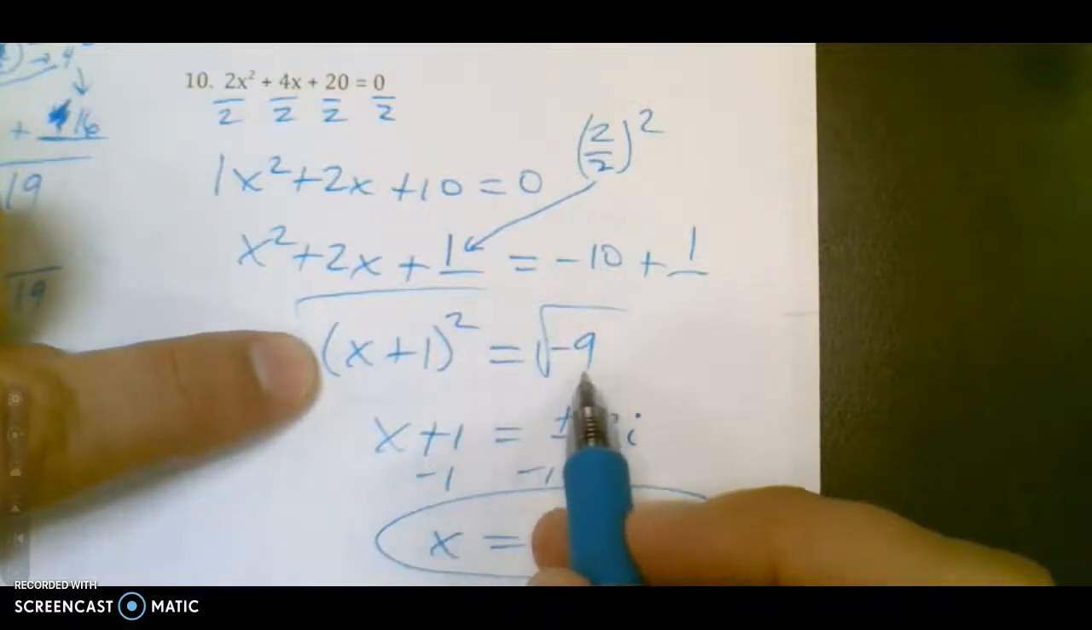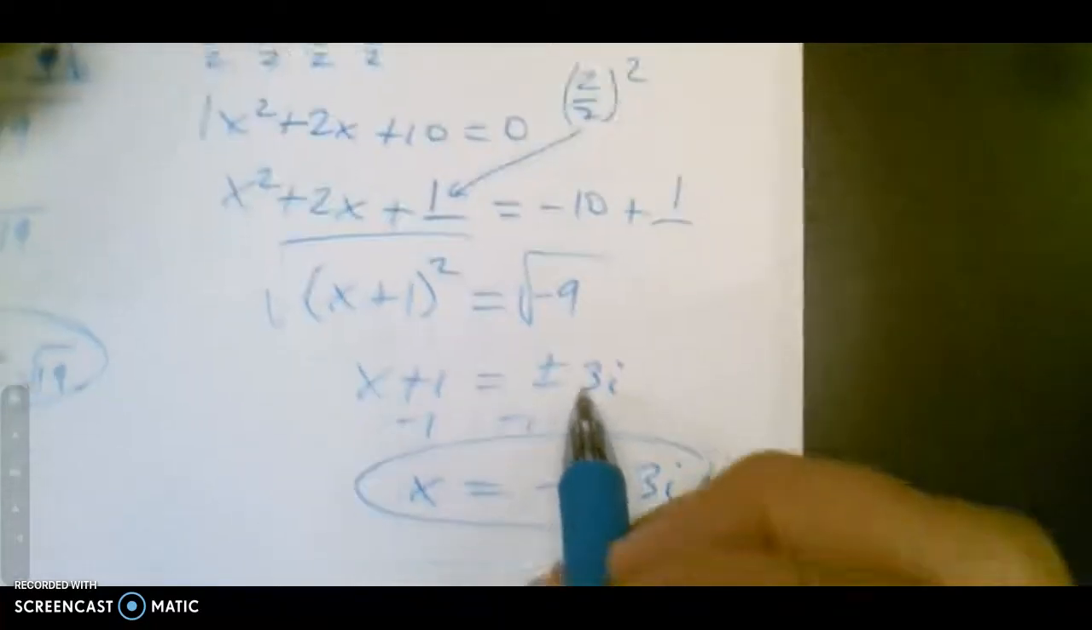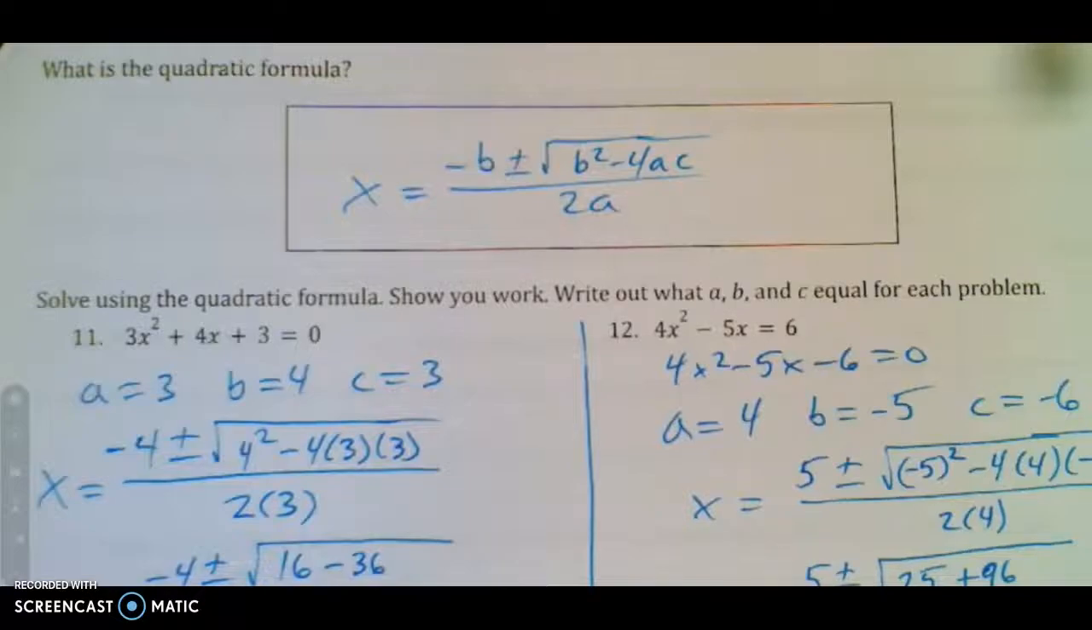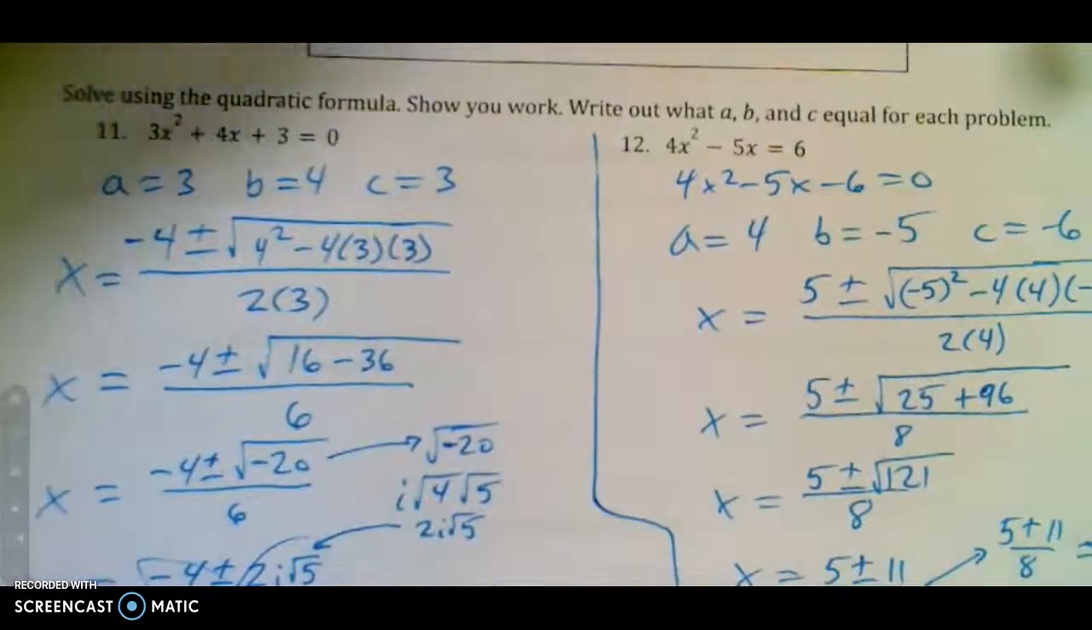I had to remember there's an i, because square root of negative 9 is 3i. Since the square root of 9 is 3, don't forget your plus or minus. Awesome. Alright, this next section I don't think I need to go over. There's the quadratic formula. You can pause and look at all that beautiful work.